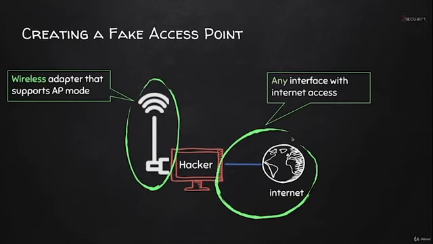The next interface that you will need, like I said, is going to have to be a Wi-Fi interface because it needs to be able to broadcast the signal for the network. And you can't use any Wi-Fi interface. This interface needs to be able to act as an access point, so it needs to be capable of acting like a proper access point, like a router.